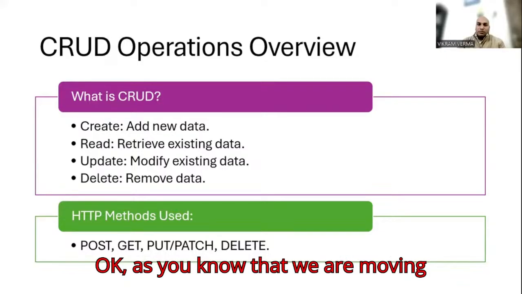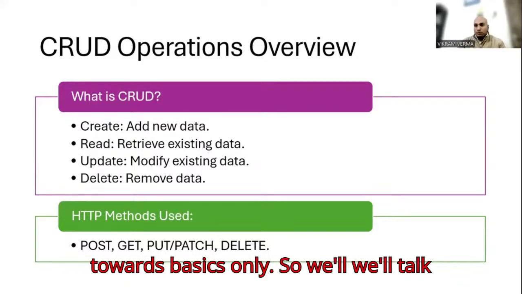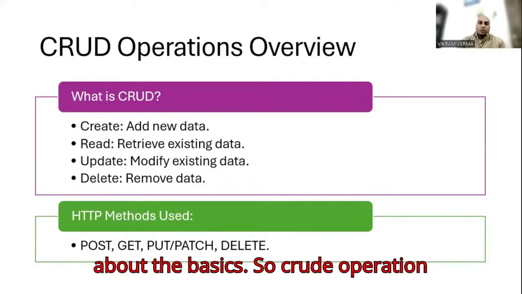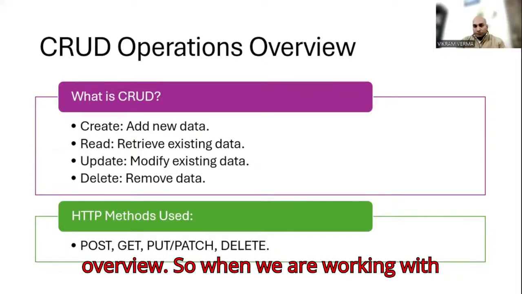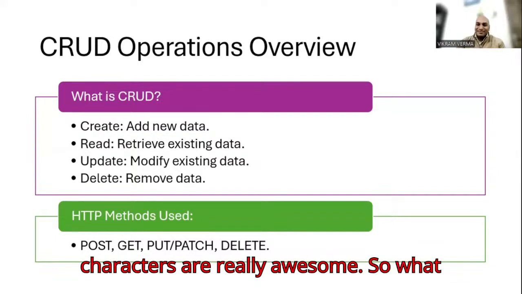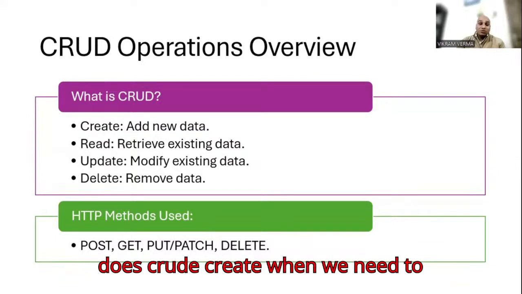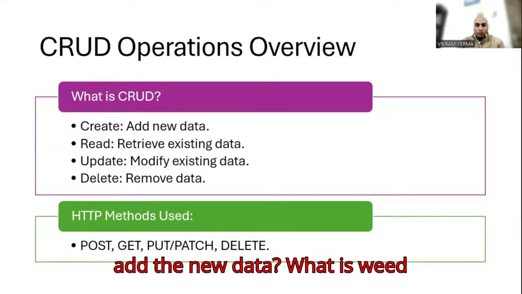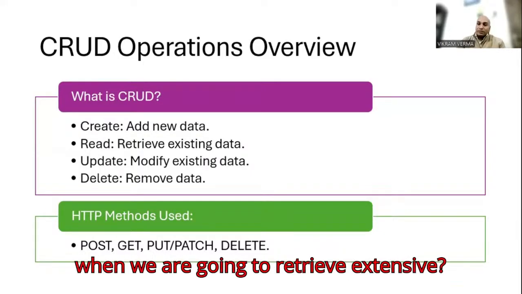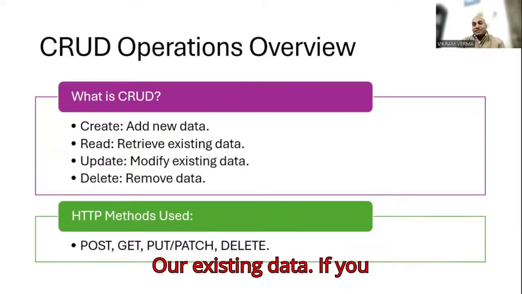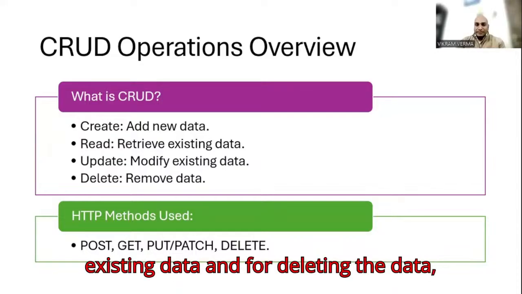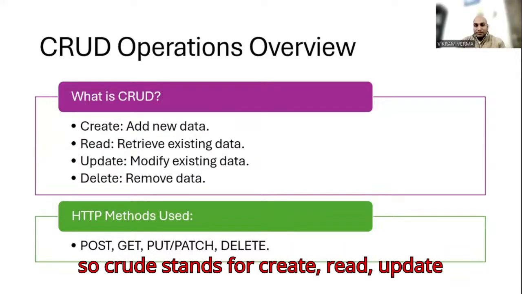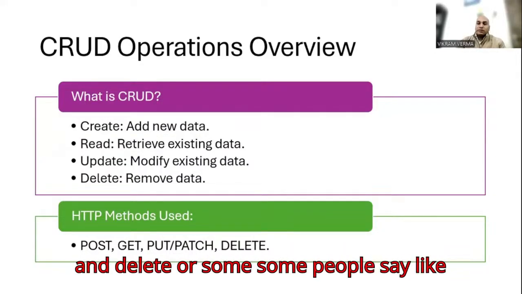As you know, we are moving towards basics only, so we'll talk about the basics. CRUD operation overview. When we are working with data, these four different characters are really awesome. So what is CRUD? Create: when we need to add the new data. Read: when we are going to retrieve existing data. Update: for modifying existing data. And delete: for deleting the data. So CRUD stands for create, read, update, and delete.